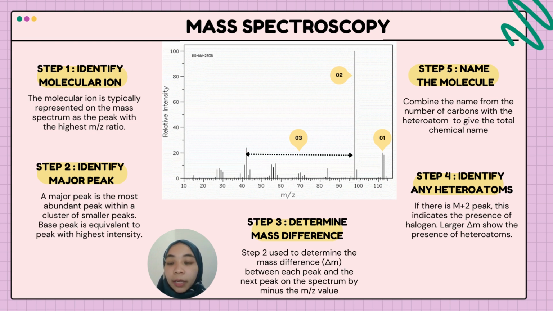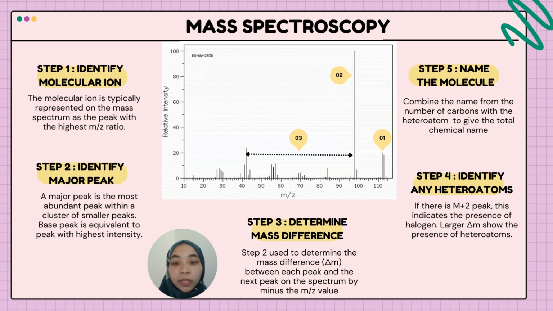A major peak is the most abundant peak within a cluster of smaller peaks. The base peak is equivalent to the peak with the highest intensity. From our mass spectrum, the major peaks are the molecular ion itself, which is m/z 113, followed by 98 and 42. m/z 98 is also known as the base peak because it has the highest intensity. The next step is we need to determine the mass difference between each peak and the next peak on the spectrum. From the mass spectrum, the mass differences between major peaks starting from the left are 56 and 15.